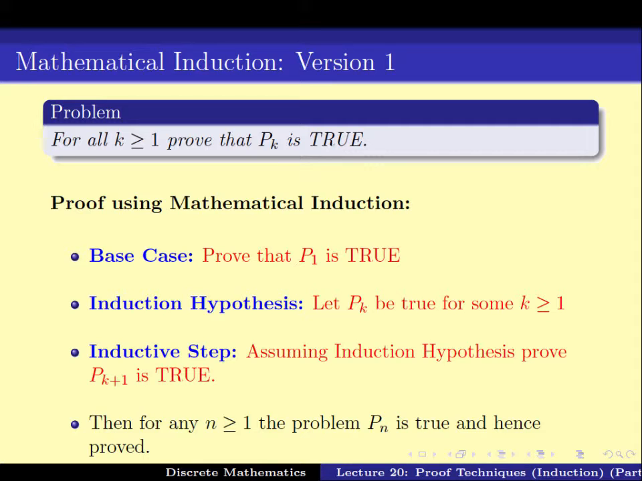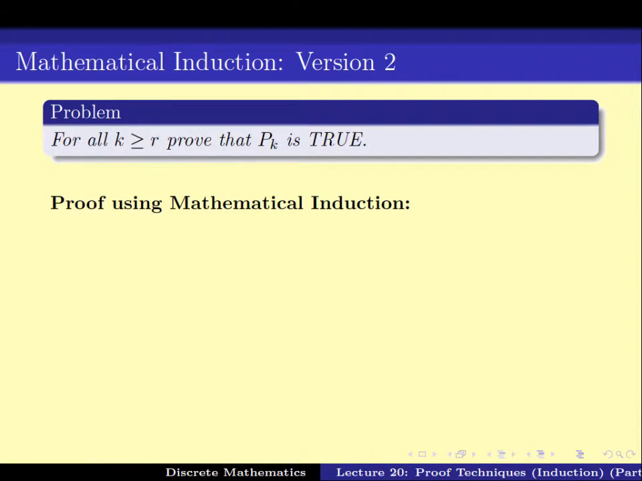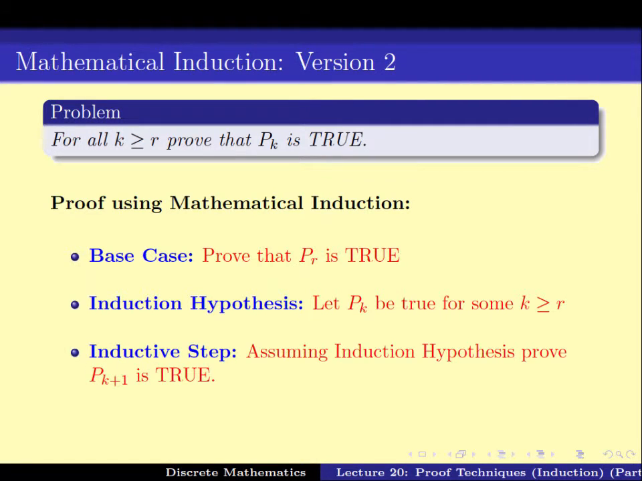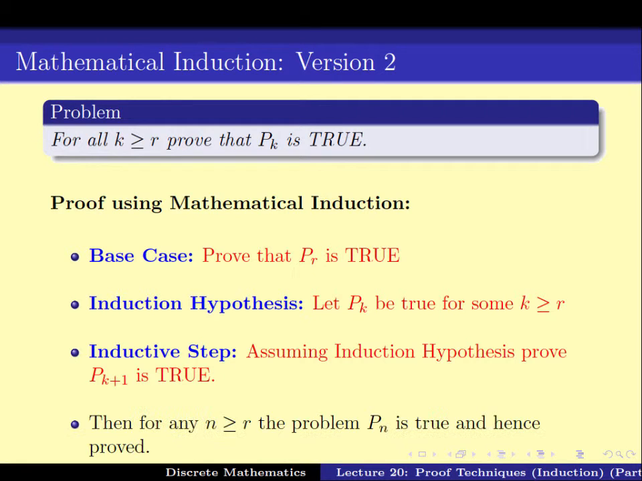Now, if the problem is not asking us to prove for all k greater than or equal to 1, but for all k greater than or equal to some r, the induction hypothesis is basically the same, except that we have the base case shifted. Namely, the base case here becomes prove that Pr is true, and the induction hypothesis says again the same thing, that Pk be true, and then prove that Pk plus 1 is true, and that will be good enough.